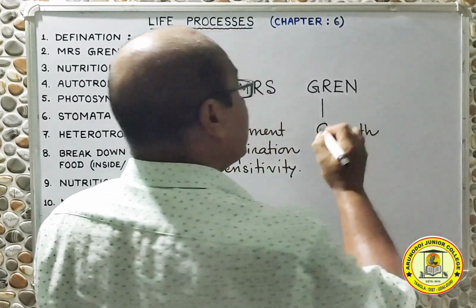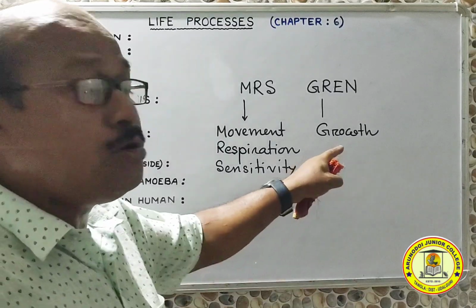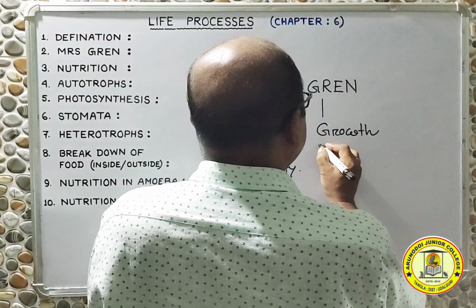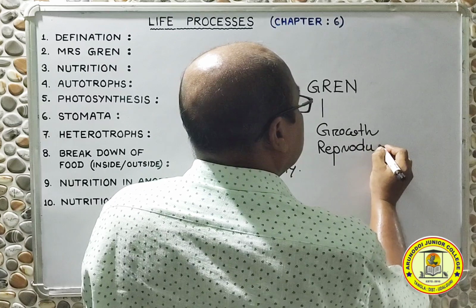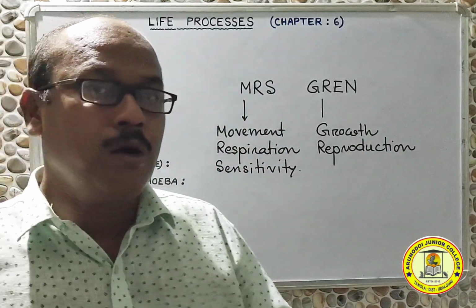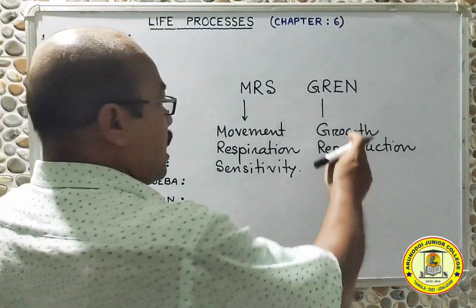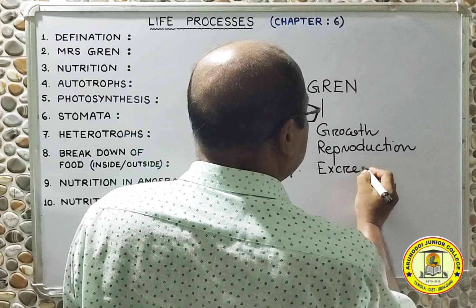So this is another life process, a very important biological activity without which organisms cannot survive. Then R is reproduction. It means that the living organisms can produce their own kind. This is a very important life process. After this, E for excretion.